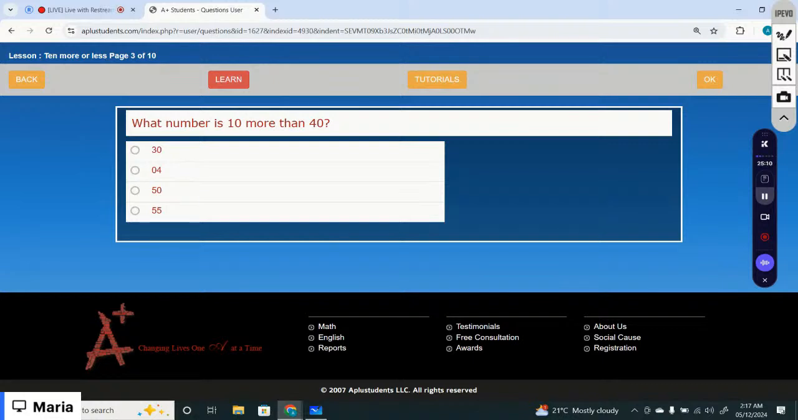So 10 more than 40 means you need to add 10 to 40. So 40 plus 10 is 50. Option number 3 is the correct option.